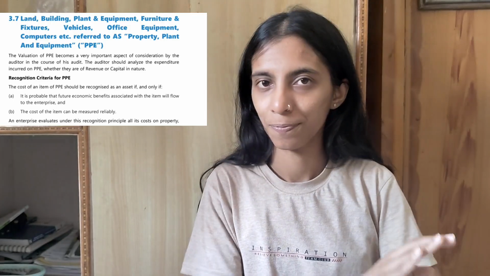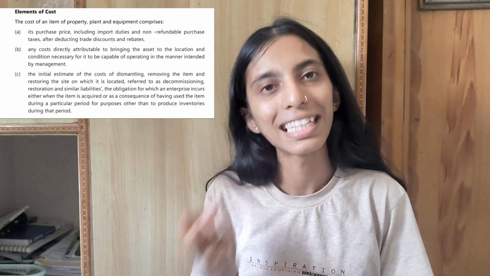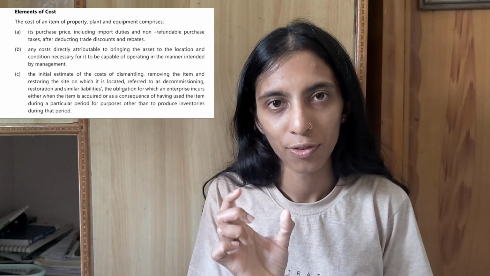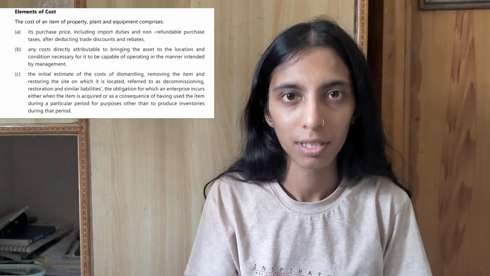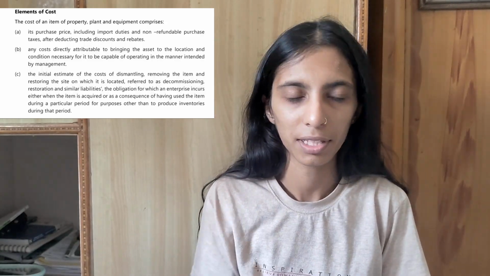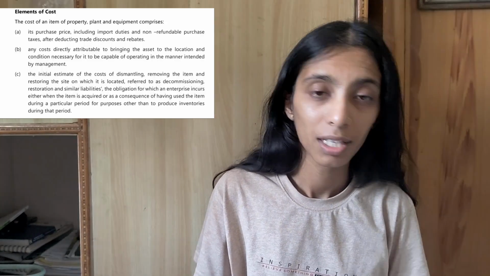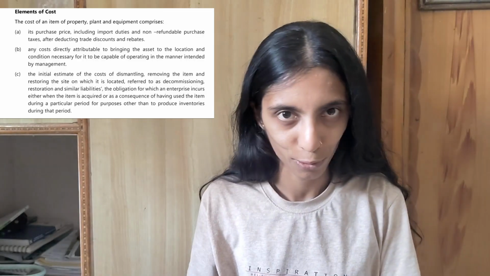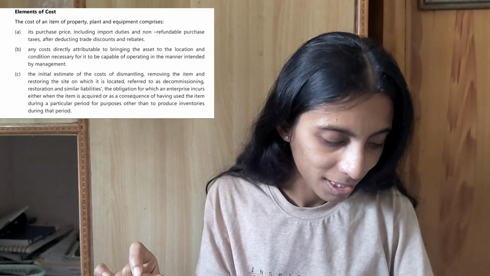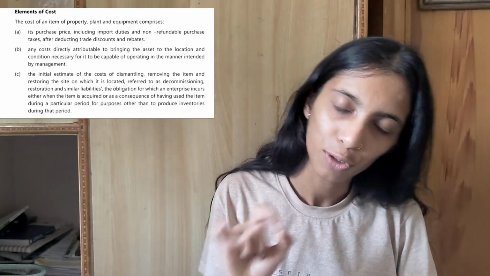And after that, okay, this concept is done. I'm not going to explain further, I don't want to lag that. So after that, what are the elements of cost? What are the elements of cost? So when it comes to elements of cost, I know there is a paragraph here. You need to remember that, but I'll give you a kind of formula. Just remember that. For example, elements of cost is equal to purchase price plus direct cost plus dismantling or restoration cost.